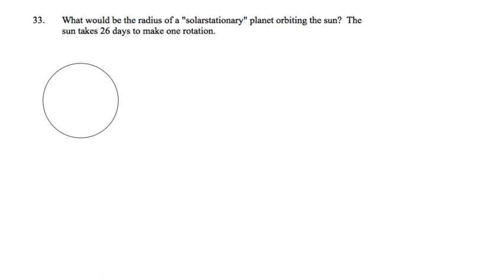have a planet orbiting it, then I'll have a planet that's orbiting the sun, and the only force that's keeping that satellite in orbit is the gravitational force of attraction between the planet and the sun. So that's going to be Fg.